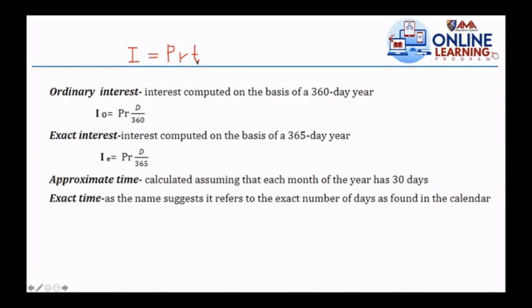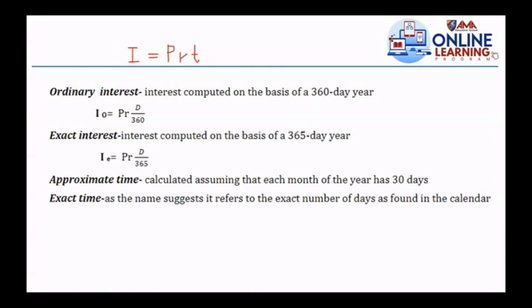Now, sometimes the T is not given in number of years, but instead in number of days. If T is given in number of days, then you have to convert it to number of years. There are two ways. You can use this or this one. If you use 360, number of days divided by 360, we base it on the approximate time, because we assume that each month has 30 days. That interest will be called ordinary interest. The other one, exact interest, you base on the exact time, because as the name suggests, it refers to the exact number of days found in the calendar. Of course, this will become 366 if it's a leap year, so you have to adjust.